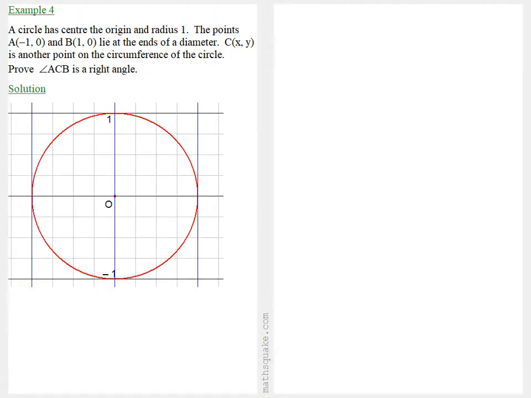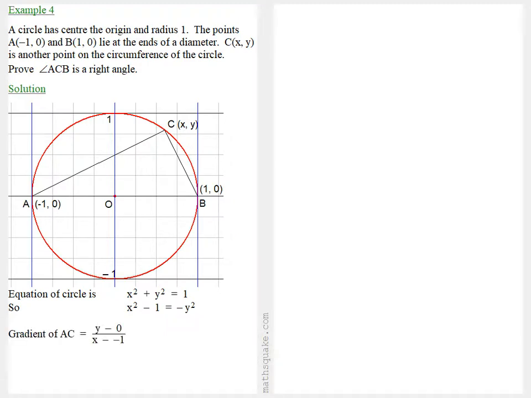Now we need a diagram and we need to mark in the points. The equation of the circle is x squared plus y squared equals 1. That means x squared minus 1 is equal to minus y squared. Now we can find the gradient of AC. The gradient is y2 minus y1 over x2 minus x1. So in this case, the gradient of AC is y minus 0 over x take away minus 1.